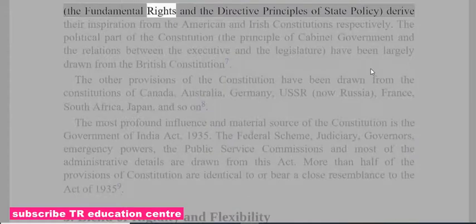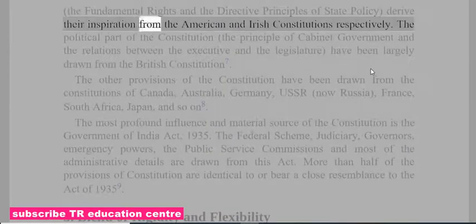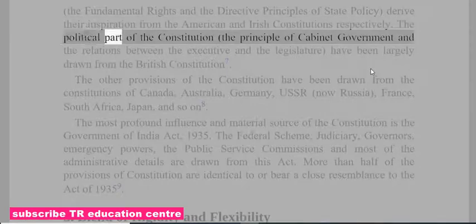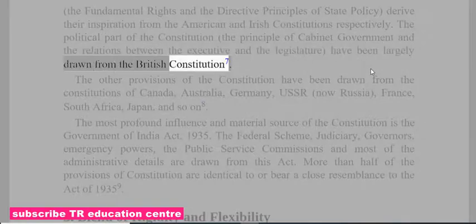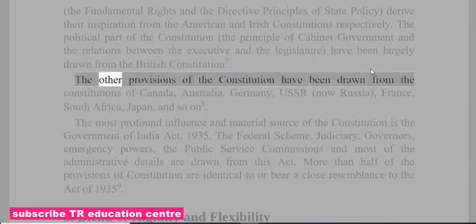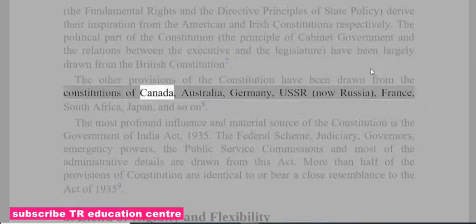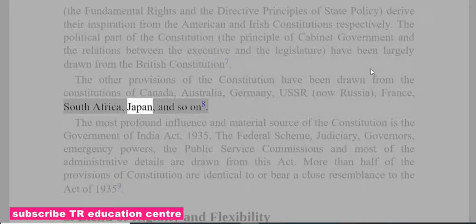the fundamental rights and the directive principles of state policy, derive their inspiration from the American and Irish constitutions respectively. The political part of the Constitution, the principle of cabinet government and the relations between the executive and the legislature, have been largely drawn from the British Constitution. The other provisions of the Constitution have been drawn from the constitutions of Canada, Australia, Germany, USSR, now Russia, France, South Africa, Japan, and so on.